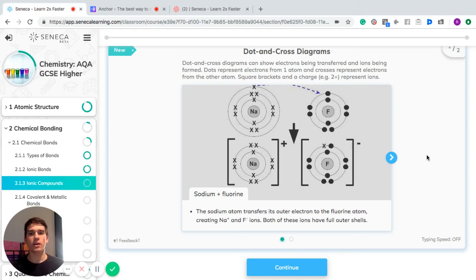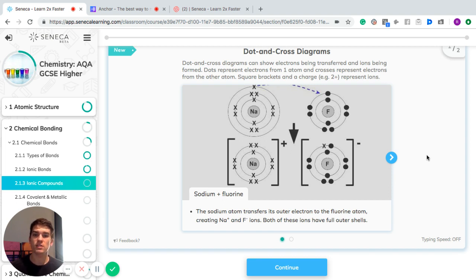So let's have a look at ionic compounds. Dot and cross diagrams can show electrons being transferred and ions being formed. Dots represent the electrons from one atom, and the crosses represent electrons from the other atom. Square brackets and a charge, for example 2+, represent ions. So if there's anything with a plus or a minus on there, that shows you've got an ion.